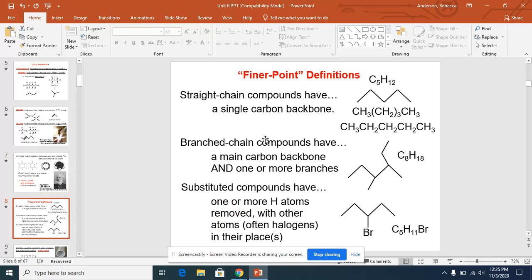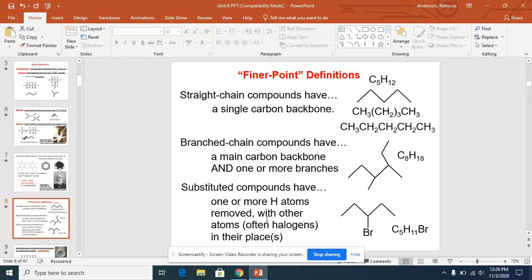Okay, so some finer point definitions that we will be talking about, but you don't necessarily need to know the definition for. But you need to know straight chain compounds are a single backbone, so it's just like one line and it just keeps going. There's nothing branching off. Branched chains have a main carbon backbone and one or more branches where there's these little lines just kind of popping out off of the main chain.